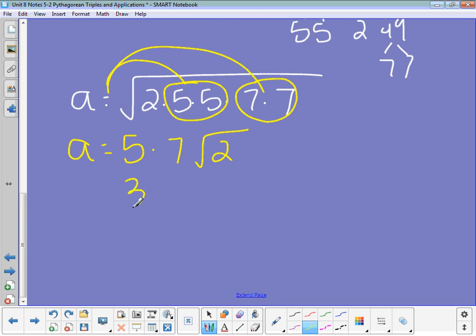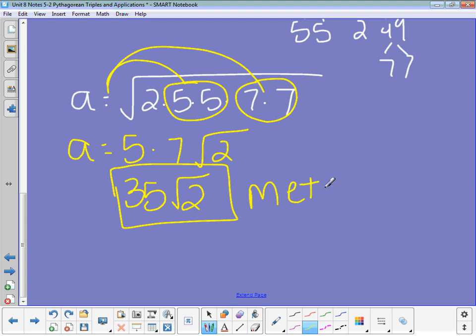5 times 7 is 35 radical 2, and this right here is your final answer. So for your final answer, you get 35 radical 2. Make sure you label it. Okay, it says it's about 75 meters long, so this is 35 square root of 2 meters. Because remember, whenever you do a word problem, you want to label it.